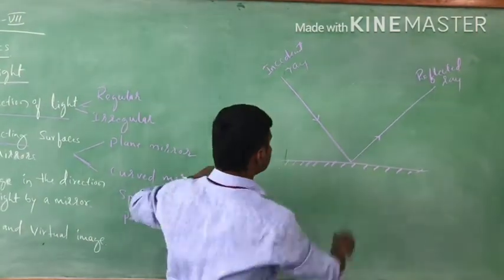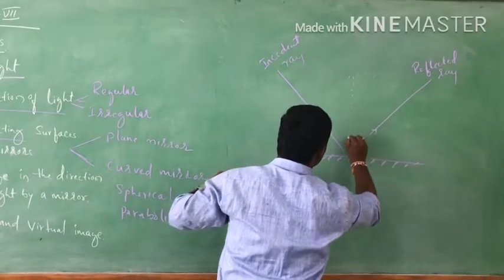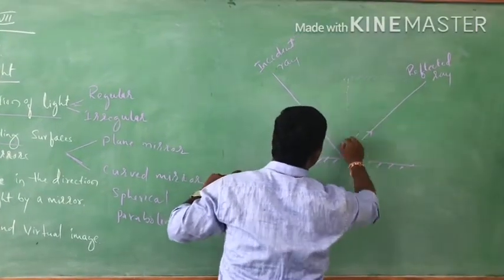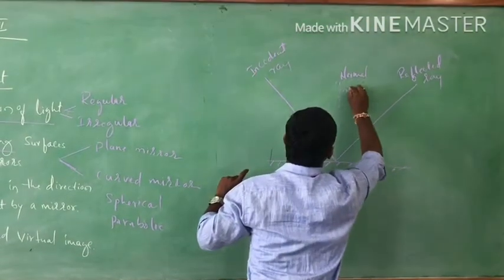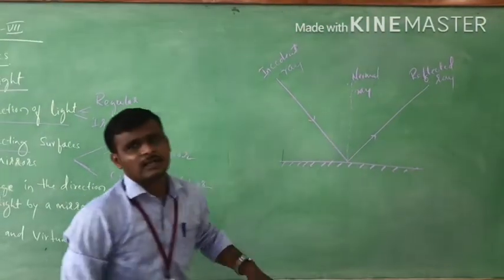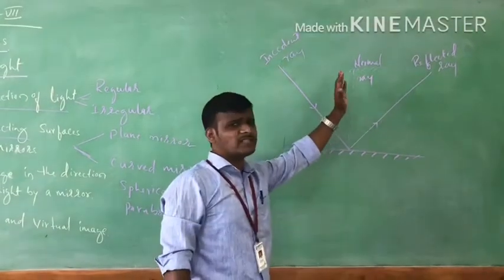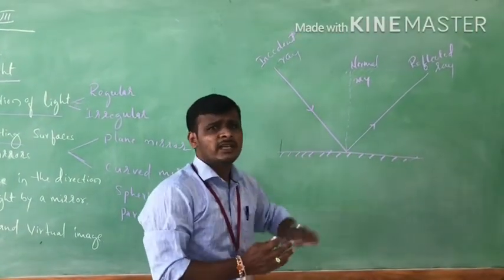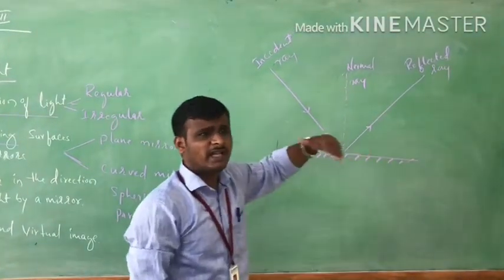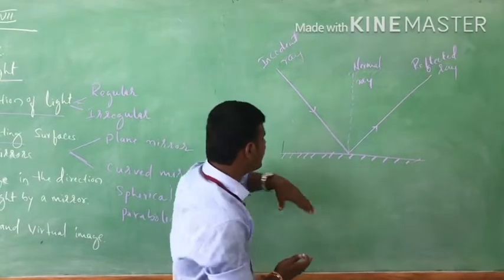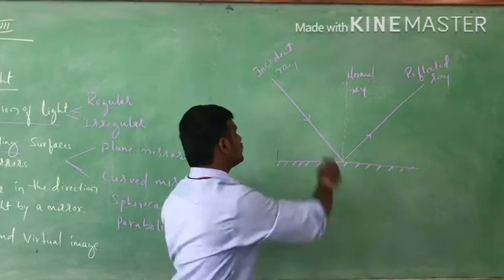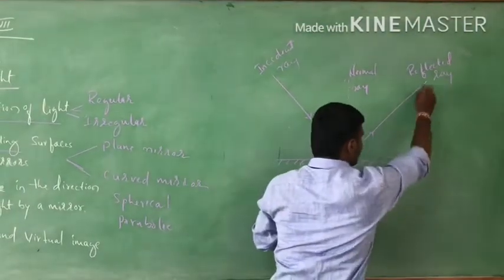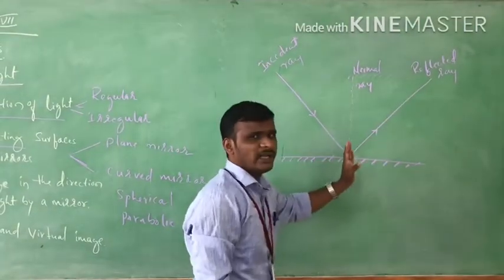So another ray is here. This is the normal ray, or normal line. A normal ray is always perpendicular to the mirror. It is exactly 90 degrees to the mirror. That we call the normal ray. So this is the incident ray, reflected ray, normal ray, right?